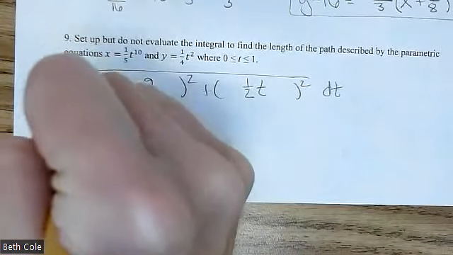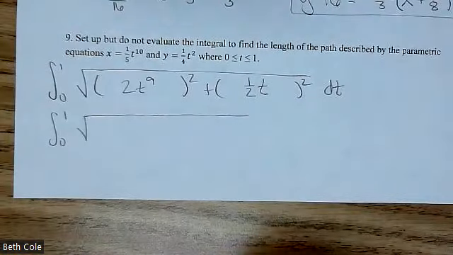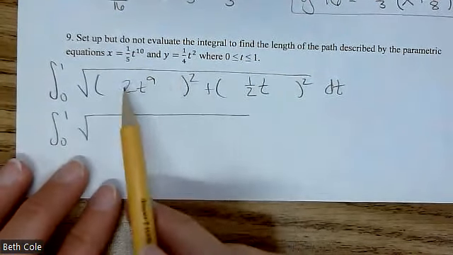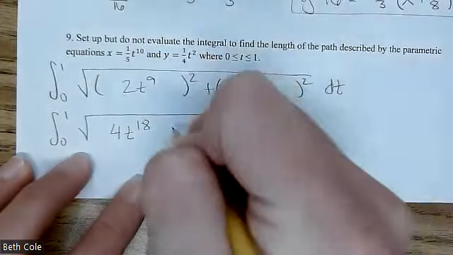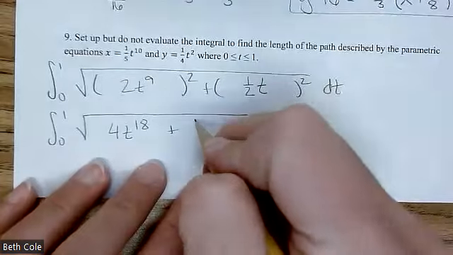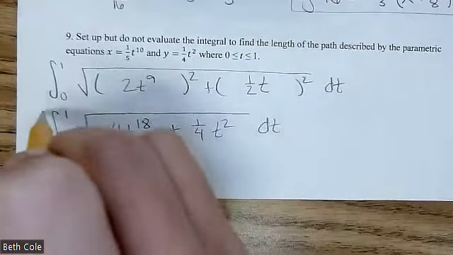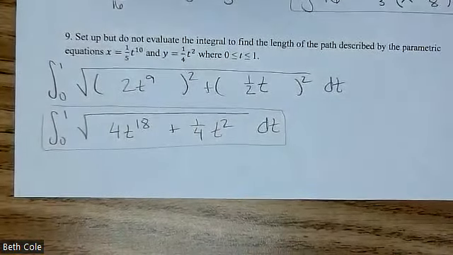And I'm not going to make you evaluate it, but I do want you to simplify it down. So what will you get for this first part? 4t to the 18th plus 1/4 t squared. So that's the answer I'm looking for there. You don't have to go the whole way through and do the antiderivative, but I do want you to simplify it down.